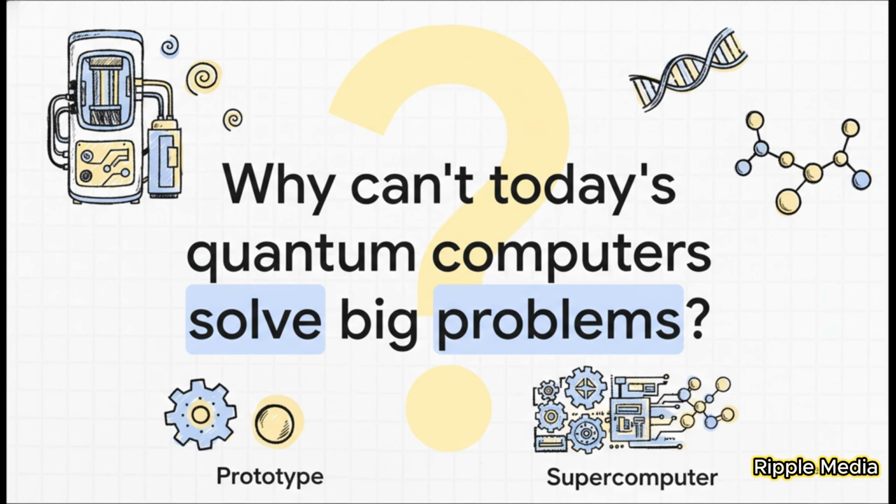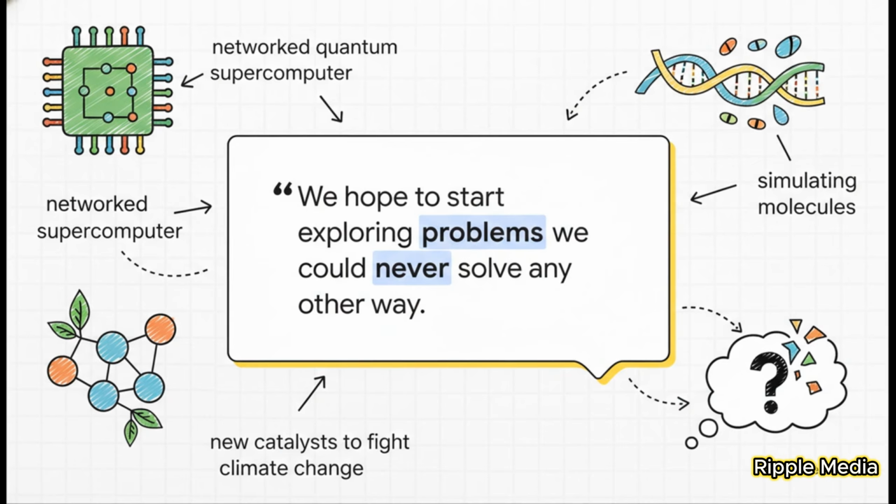But here's the thing, and this is the question that really frames this whole explainer. We see these incredible machines in the news. We know they exist. So what's the holdup? Why aren't they already revolutionizing everything? The answer really comes down to the difference between a cool prototype and a true world-changing supercomputer. And the stakes, they couldn't be higher.